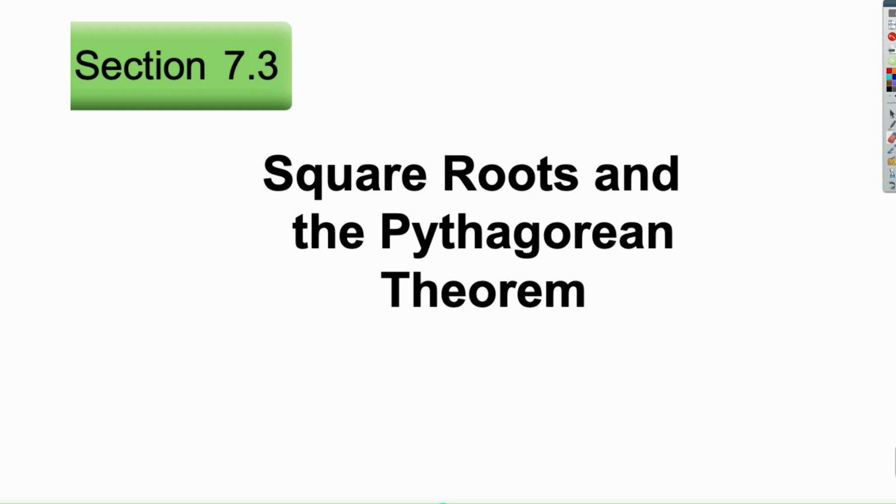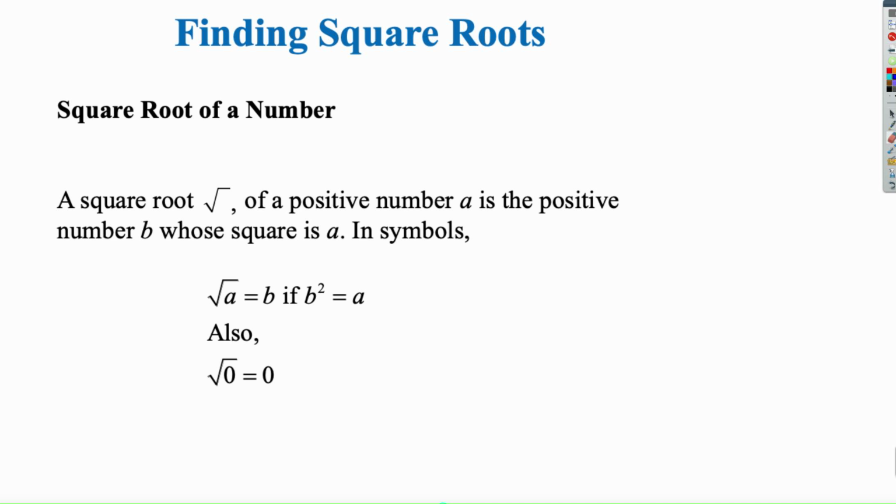Today we're going to talk about two topics from geometry, and the first one has to do with square roots and the Pythagorean theorem. So first we need to look at what a square root means. A square root of a positive number a is the positive number b whose square is a, which is a little confusing. So let me simplify that a little bit.